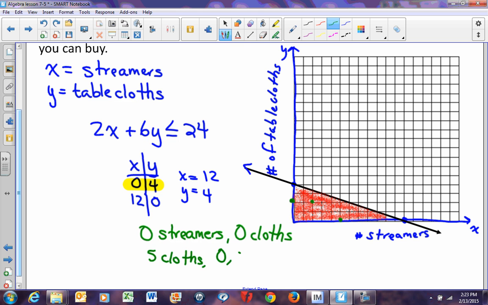I can buy 5 cloths, 0 streamers. And I could buy 2 streamers and 2 cloths. And that is 3 possible combinations that they asked me to find. And anything that lands inside of this triangle, the red triangular region that I shaded right here, that would work for a solution to this inequality.